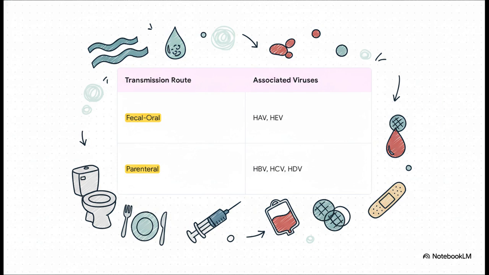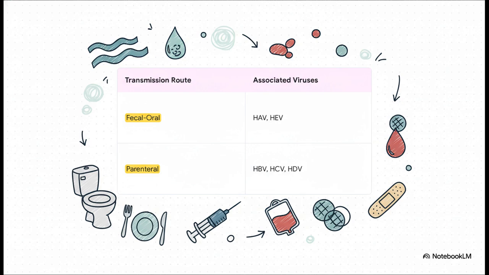Okay, so let's sort our suspects based on their MO. Hepatitis A and E, those are your fecal-oral guys. They're often the cause of big outbreaks linked to contaminated water or food. Then you have hepatitis B, C, and D. These are the ones that travel parenterally, through blood and body fluids. And believe me, this distinction, it's our first major clue in figuring out how they each operate and the kind of damage they do.